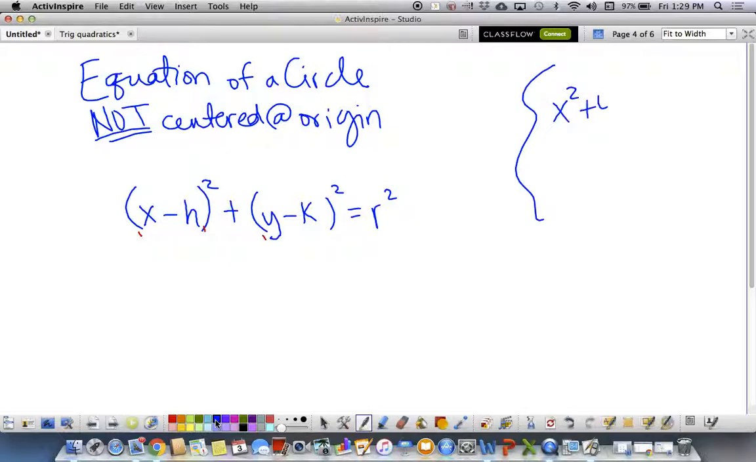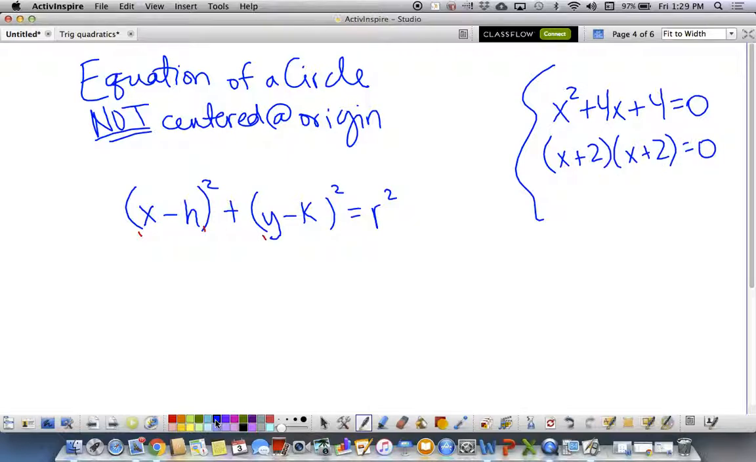X squared plus 4x plus 4 equals 0. How do you solve for x? You're going to do the quadratic factor thing. Will this factor? X plus 2 and 2. So this factors into x plus 2, x plus 2.